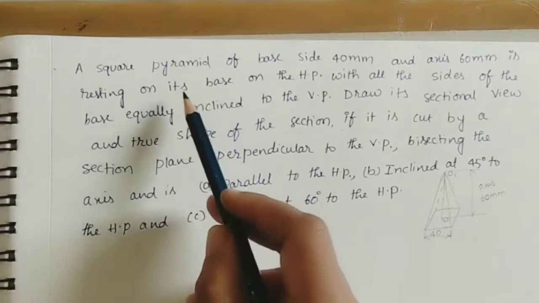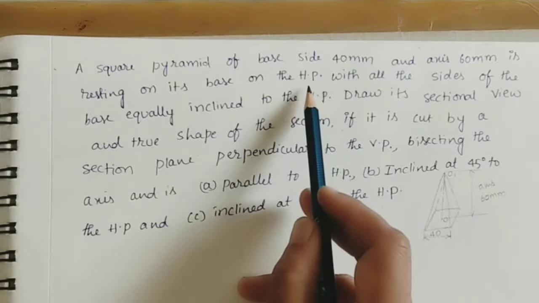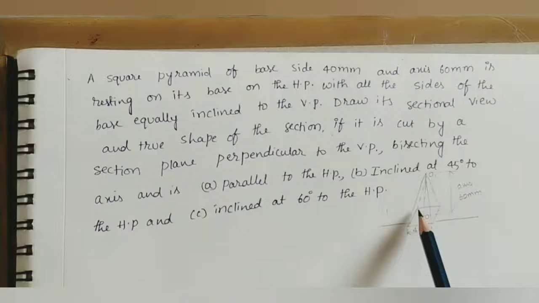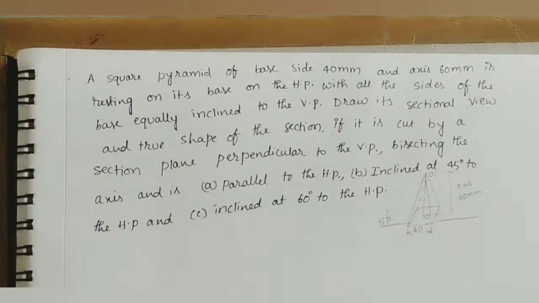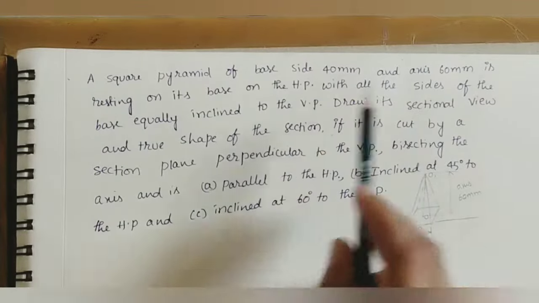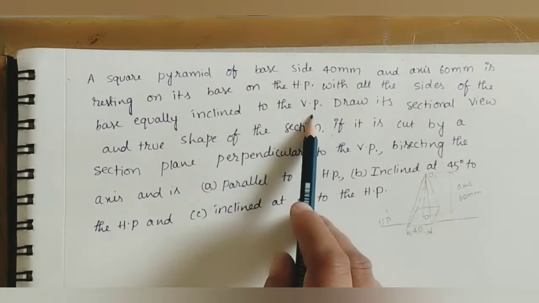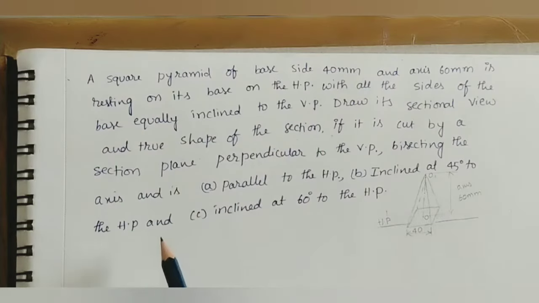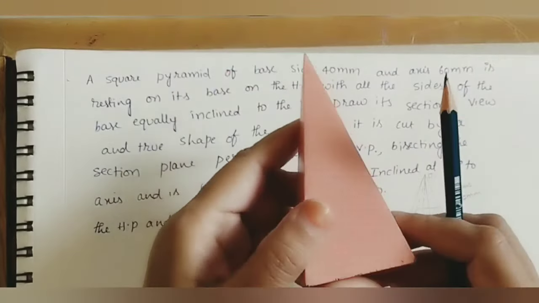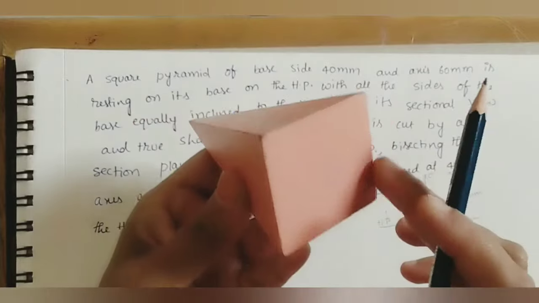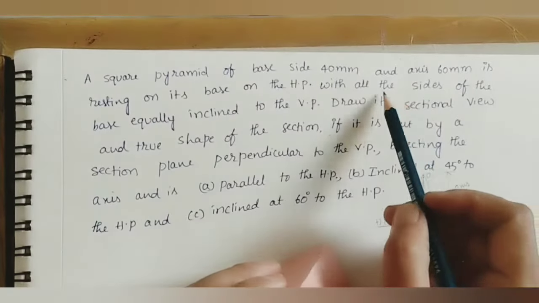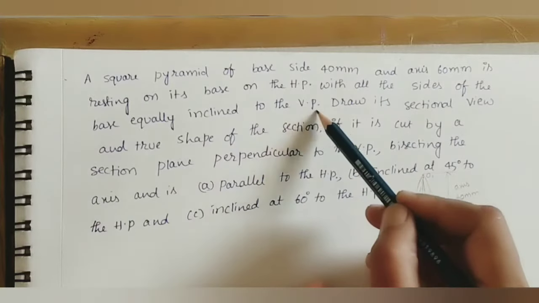The pyramid is resting on its base on the HP. HP means horizontal plane. We are keeping this square base on the horizontal plane. So this is HP. And the next given data is, with all the sides of the base equally inclined to VP. Now here, this is the square pyramid. As I told, this is a square, this is the apex, and these are the sides of the base. Now what has been given: all the sides of the base equally inclined to the vertical plane.